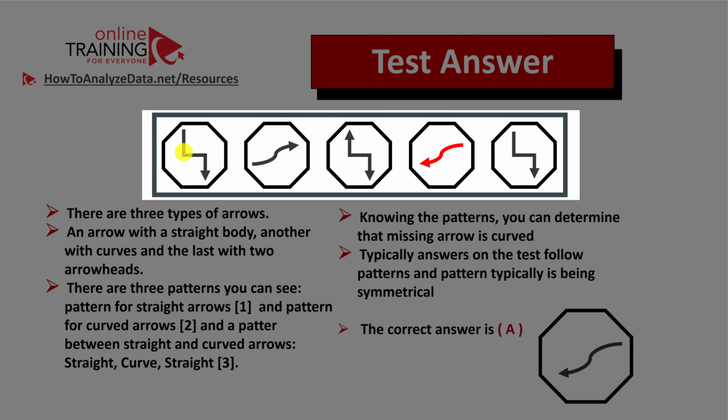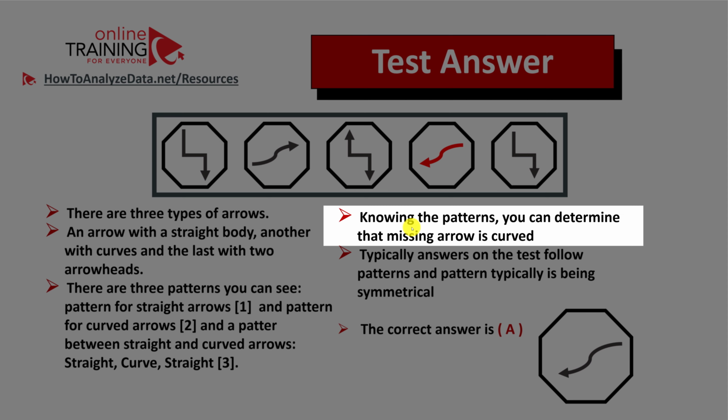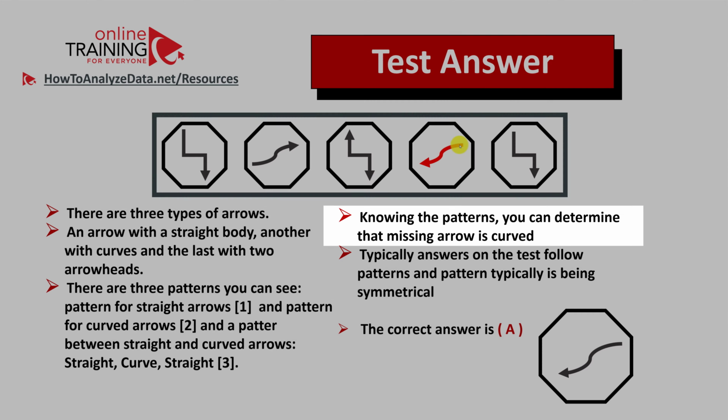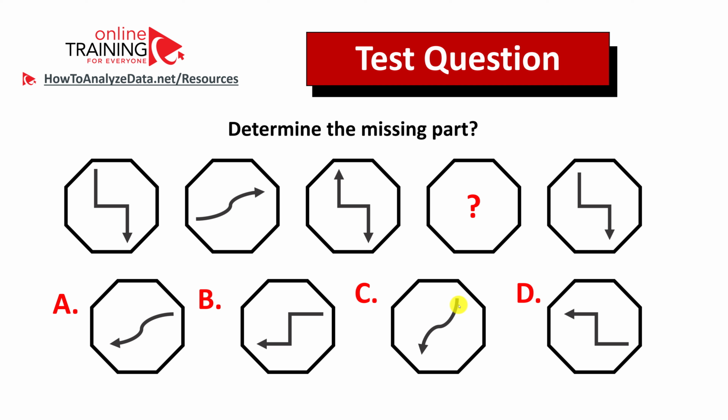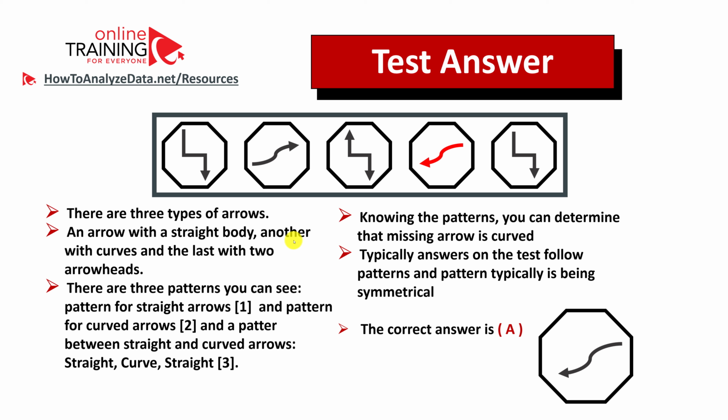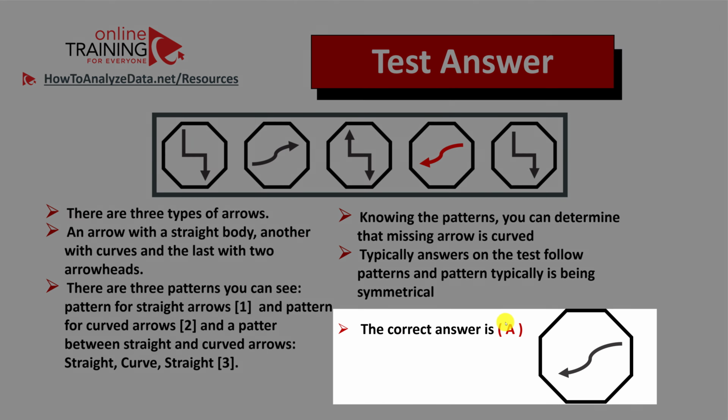You see that the shapes 1, 3, and 5 have straight arrows. And then we have a pattern for curved arrows. You see that the shapes 2 and 4 contain curved arrows. And then you also see the pattern of straight arrows going down in the first and in the 5th shape. Now, knowing the patterns, you can determine that the missing arrow is curved. But as you can see, there are at least 2 curved arrows. And typically the pattern on the test is symmetry. So the arrow in choice C is not symmetrical to the arrow in shape 2. This is why the correct answer here is choice A.